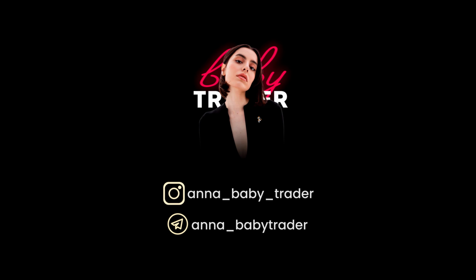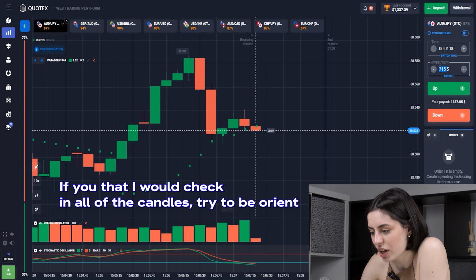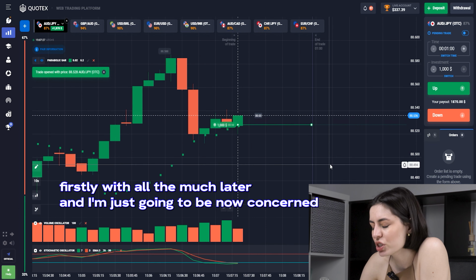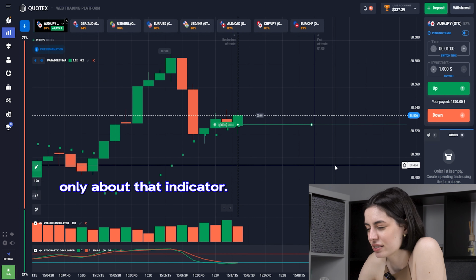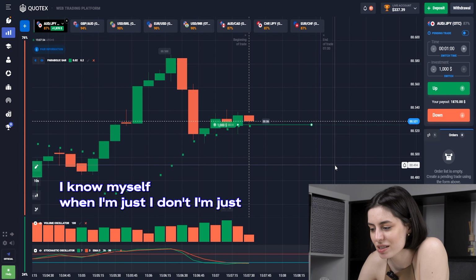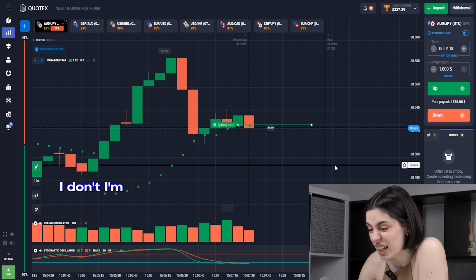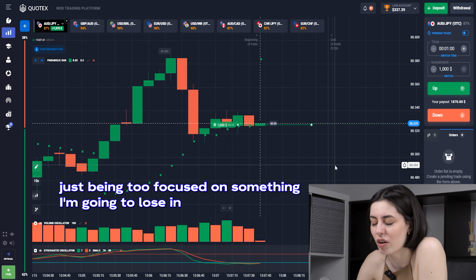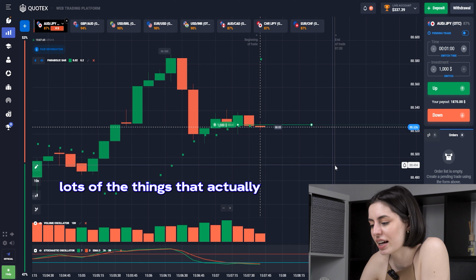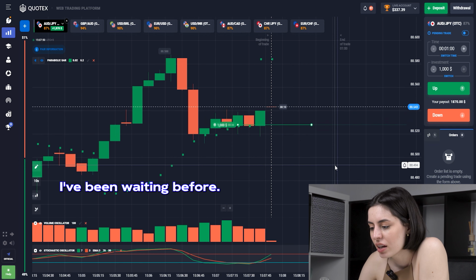And what about this one? If you're going to be checking, all of the candles try to be orange, firstly with the volume oscillator. And I'm just going to be concerned only about that indicator now. I'm going to avoid all that explanation about all these bets. I know myself, when I'm too focused on something, I'm going to lose lots of the things that I've been reading before.